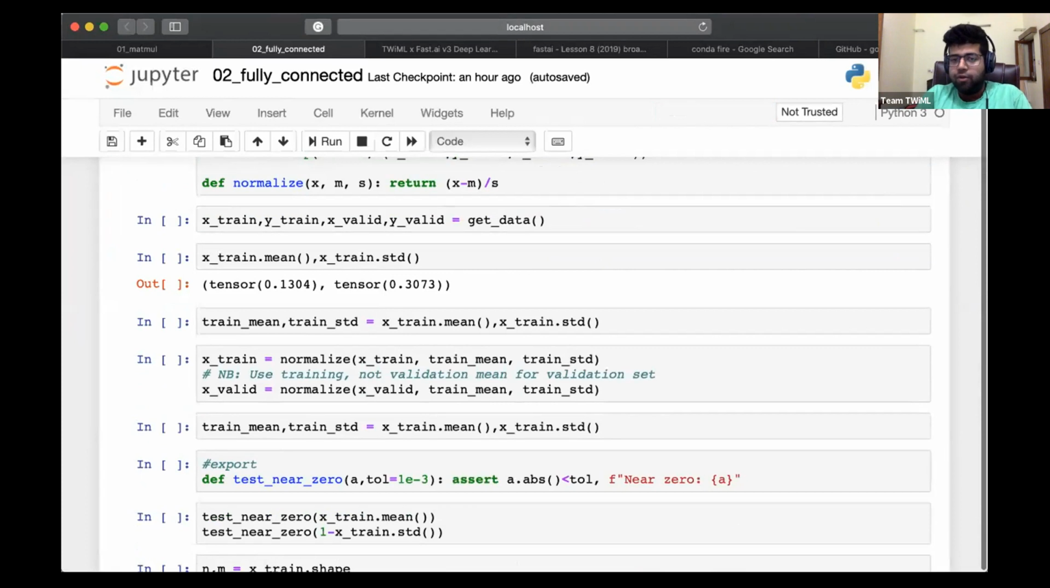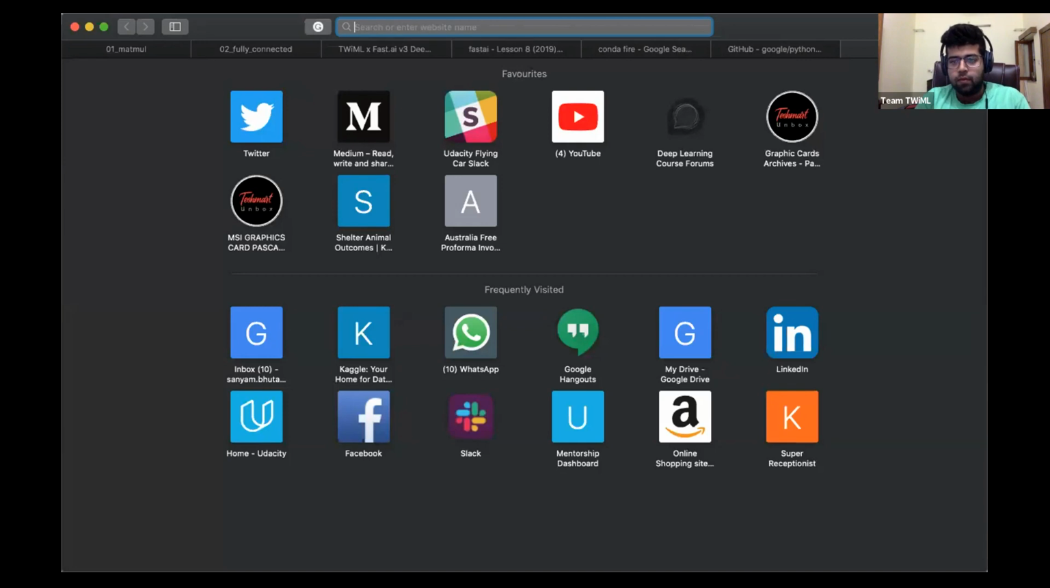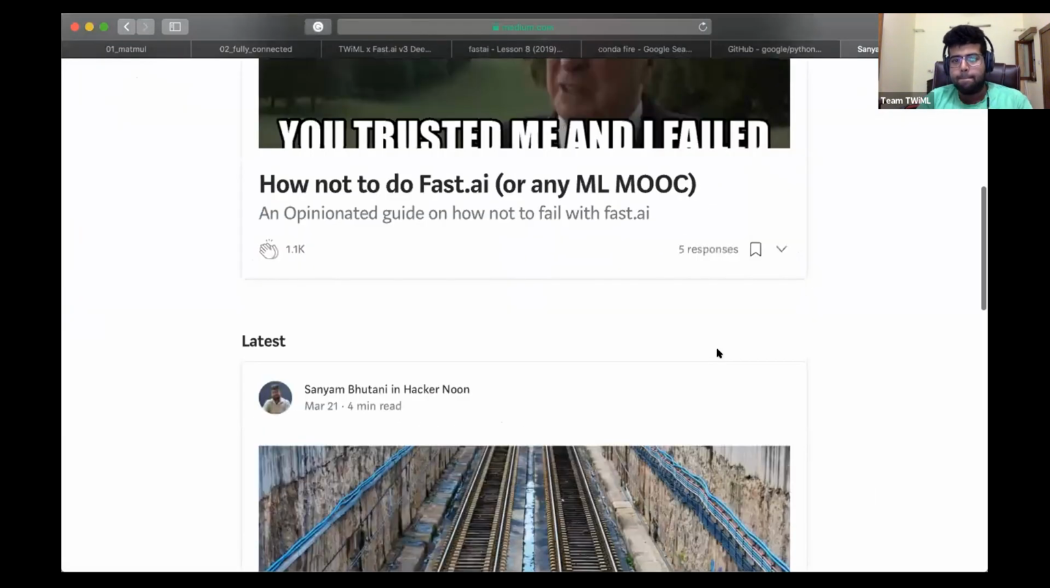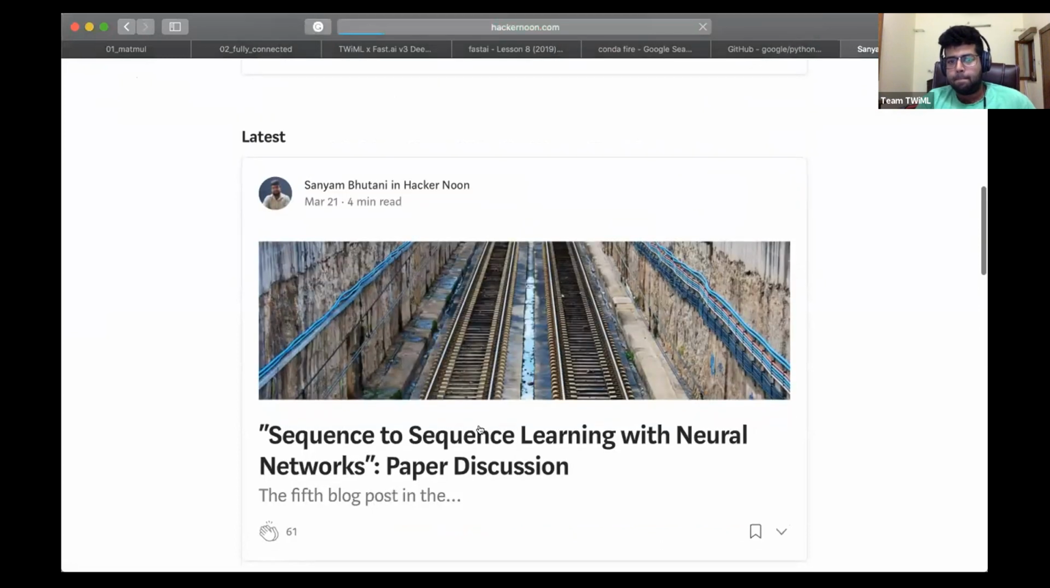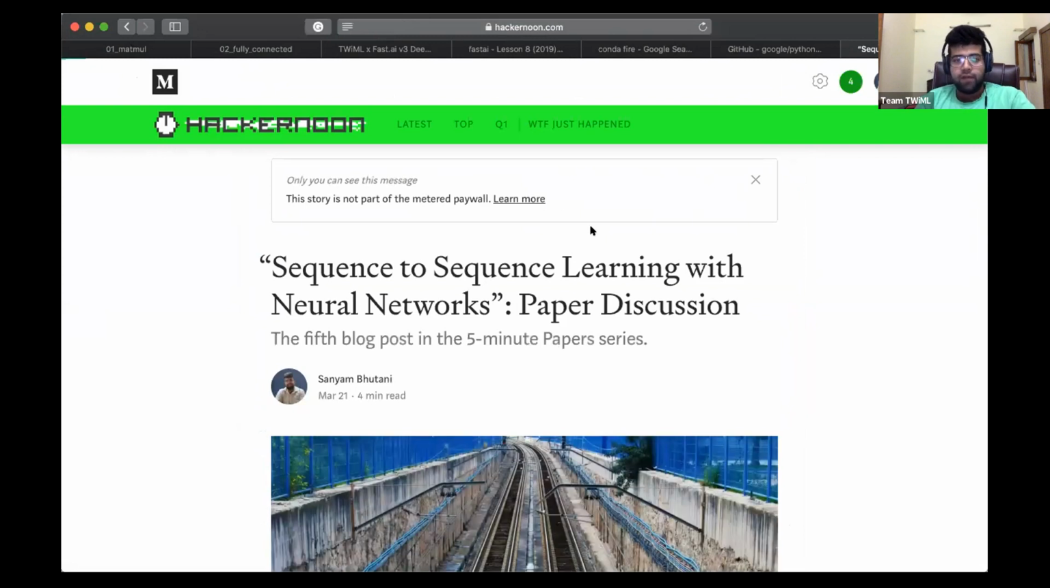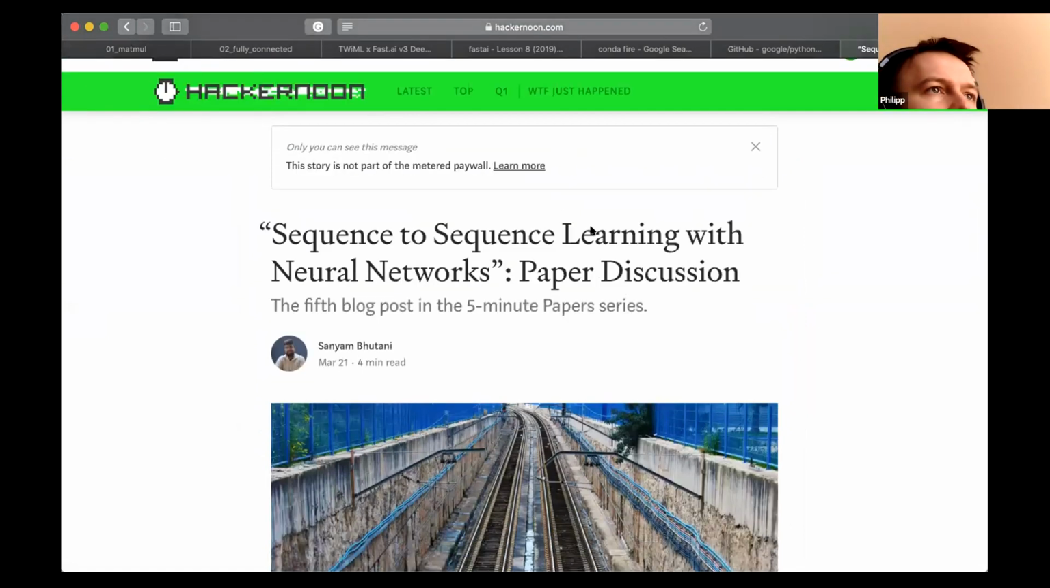Can I proceed further? I want to give a discussion of the sequence to sequence paper. Philip and Robert, is it okay if I quickly finish my mini presentation first? Yes, sure, go ahead. Yeah, definitely.